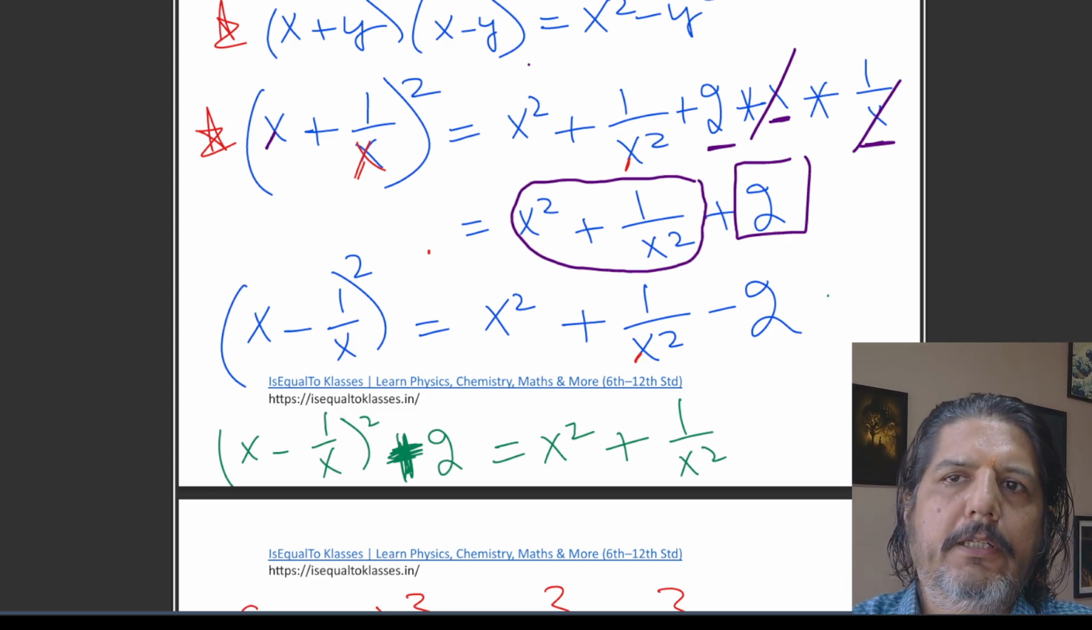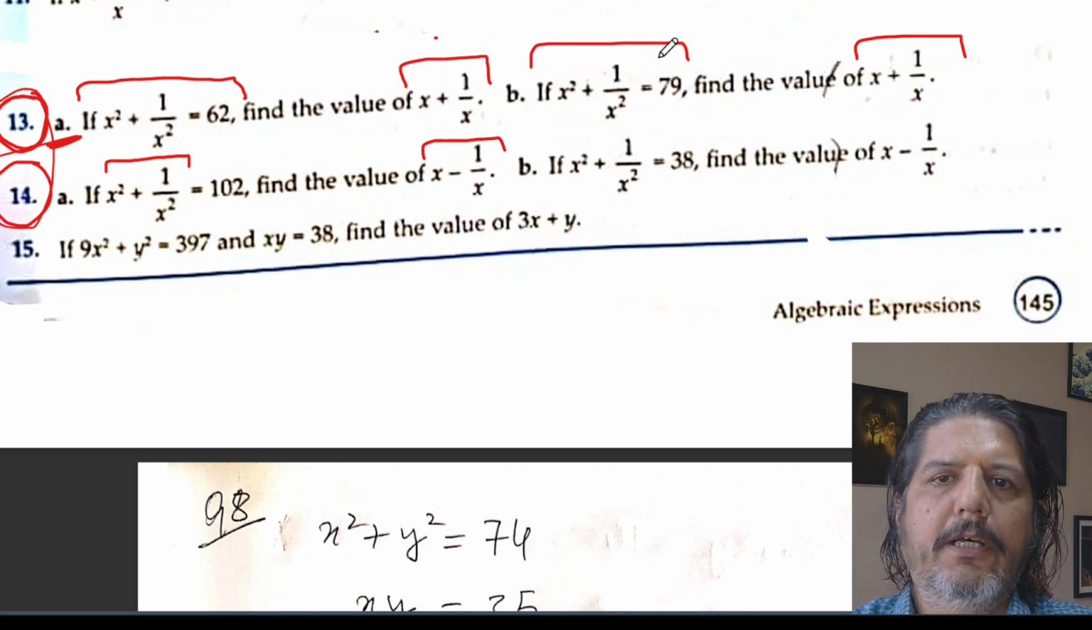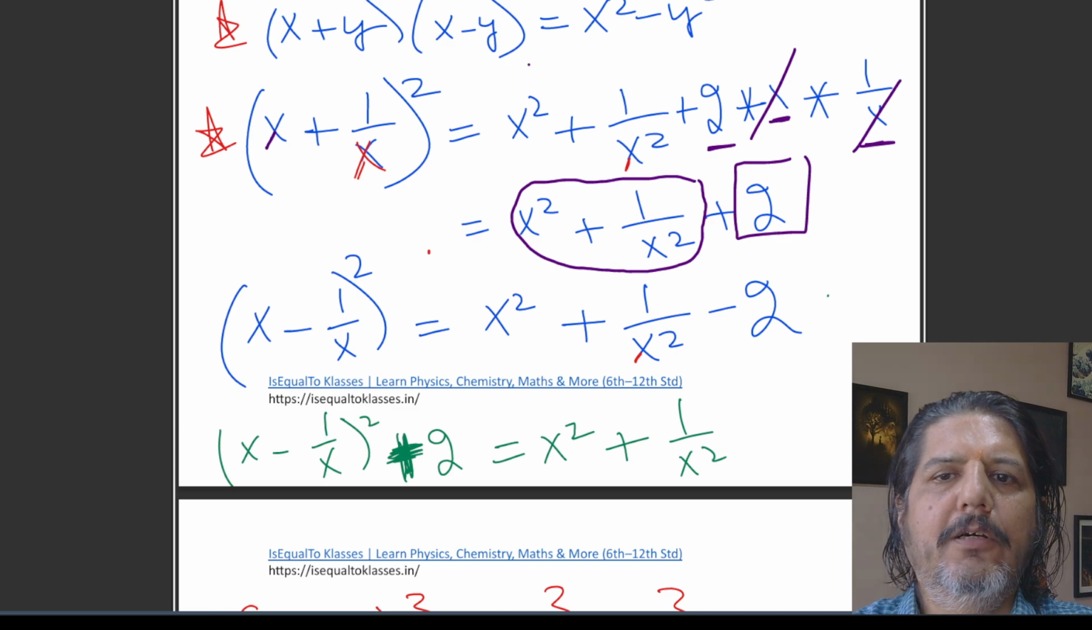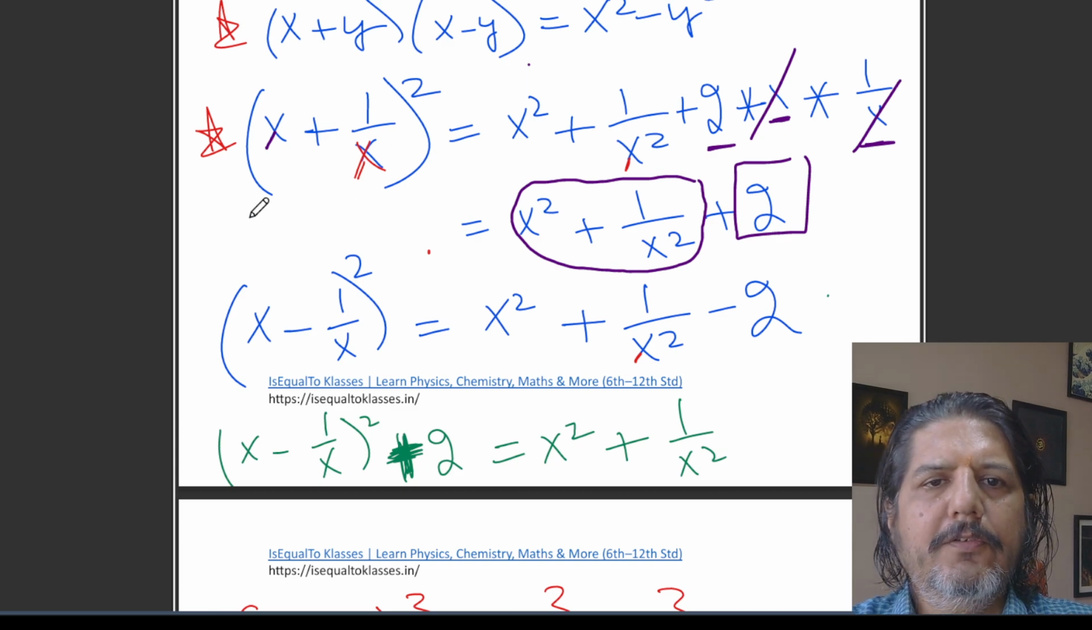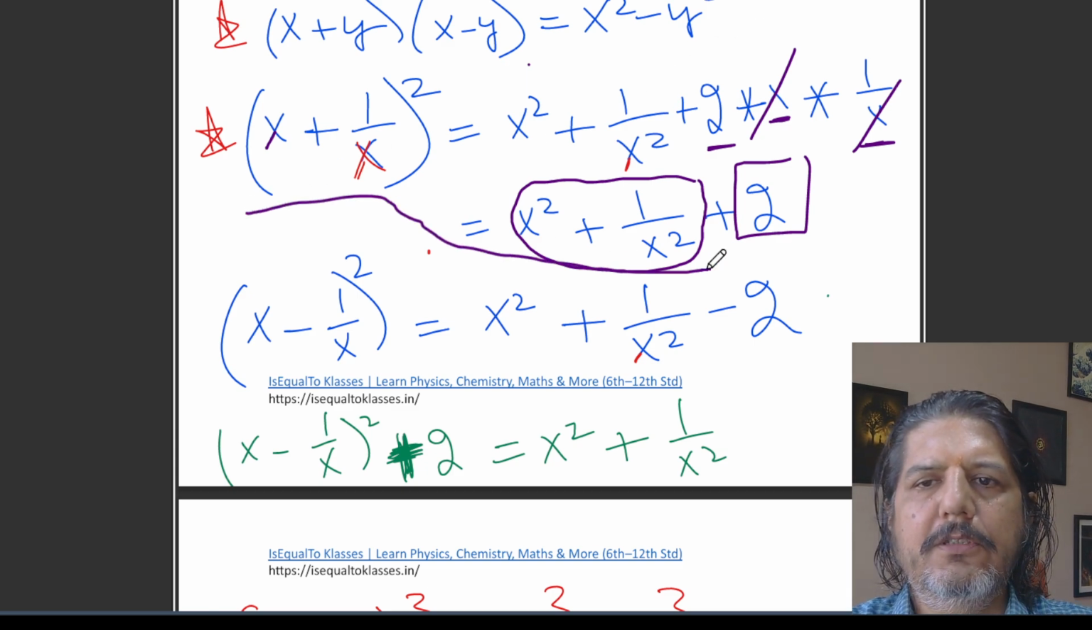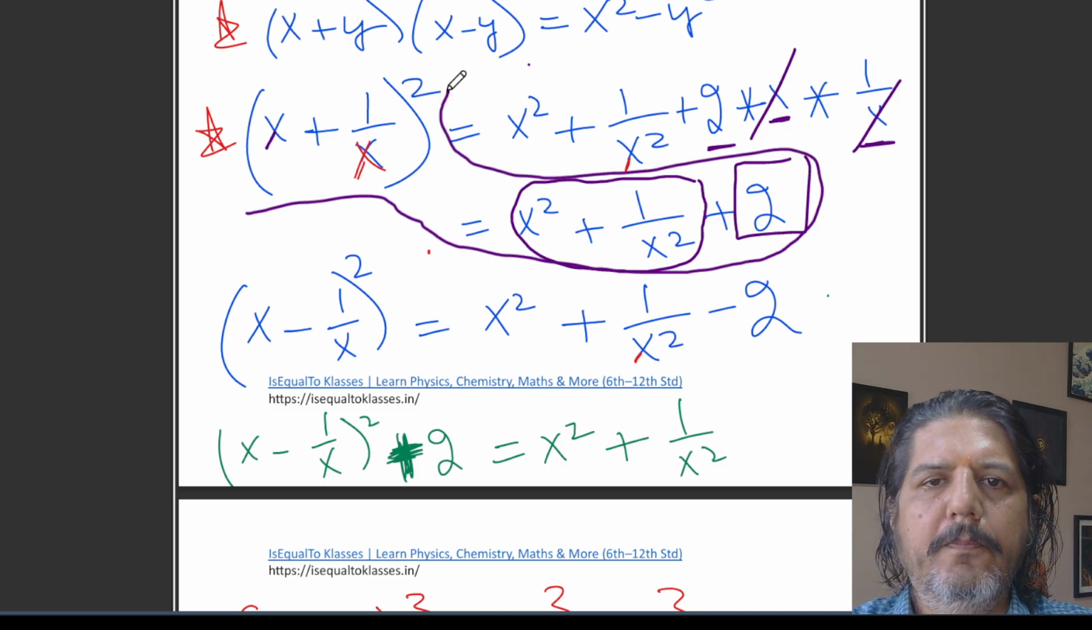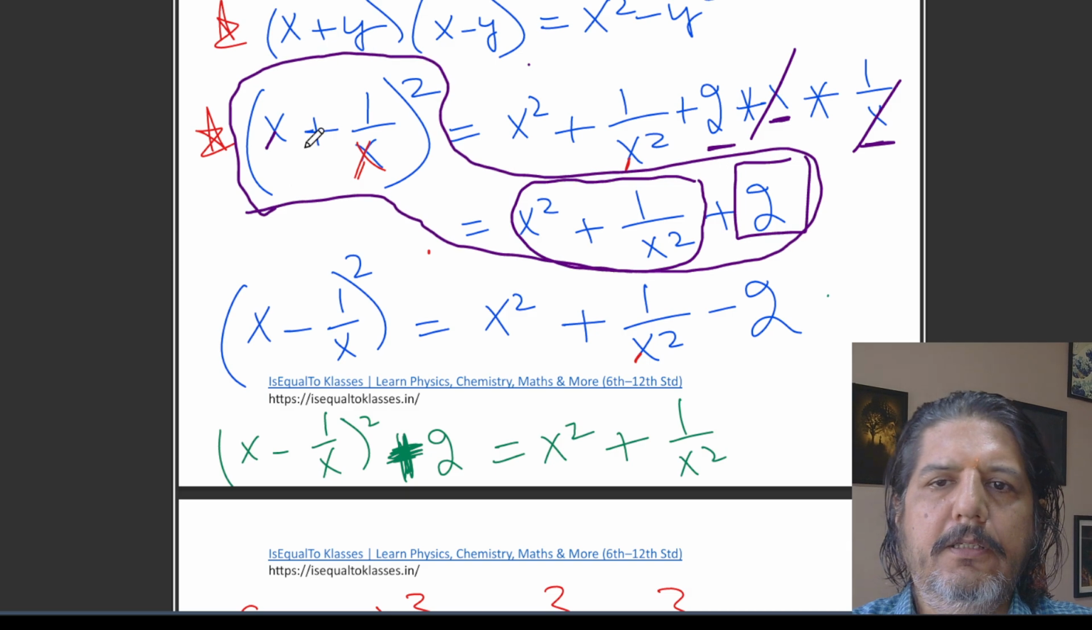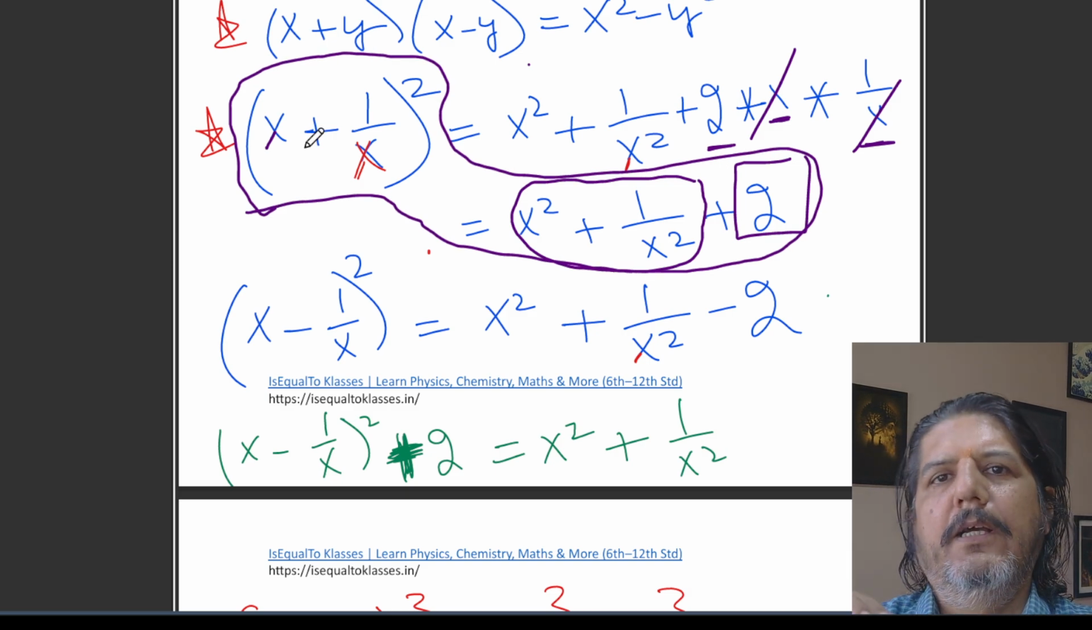So in this question, basically, when they are asking us a value, they have given the value of x square plus 1 upon x square is equal to 62, and they are asking the value of x plus 1 upon x, we understand that this is the expansion that we will be using. And in what form we'll be using, let's see that.